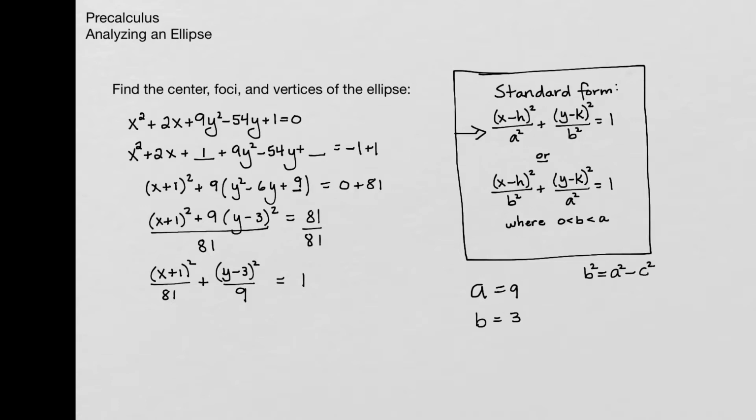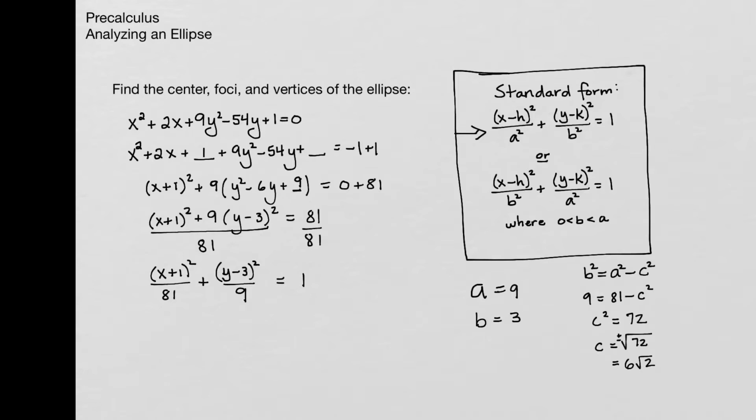So b squared was 9, a squared was 81, and now I can solve for c squared. So I'll just manipulate my terms. C squared equals 72, and so then c is the square root of 72, and it's really plus or minus, but we're going to take care of that plus or minus later on, so I'm not terribly concerned about it for the moment. And let's see, that simplifies to 6 times the square root of 2.